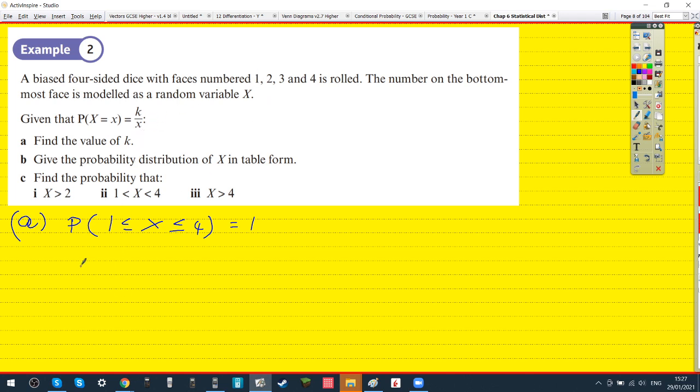And another way is you sub 1 for x. So that's how it works. So it's basically k over 1 plus k over 2. So when x is 2, the probability of getting a 2 is k over 2. The probability of getting a 3 is k over 3. But we don't know what number k is. Plus k over 4. And so in total the probabilities are 1. And solve for k.